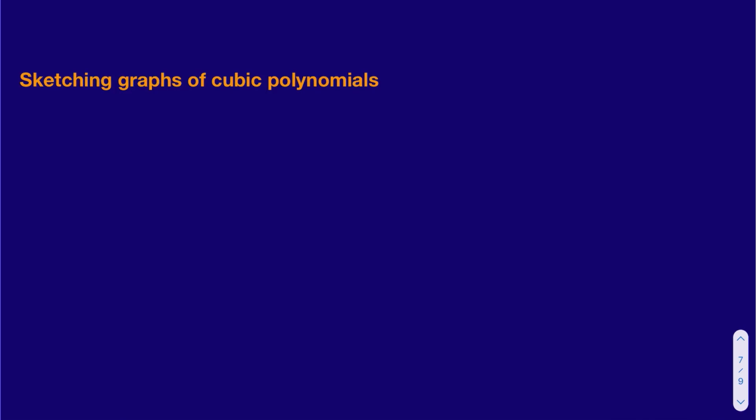In this video, we are going to talk about sketching graphs of cubic polynomials. Cubic polynomials are written in a general expression: ax^3 + bx^2 + cx + d = 0. And whenever we factorize this polynomial, we can rewrite it again in this form.